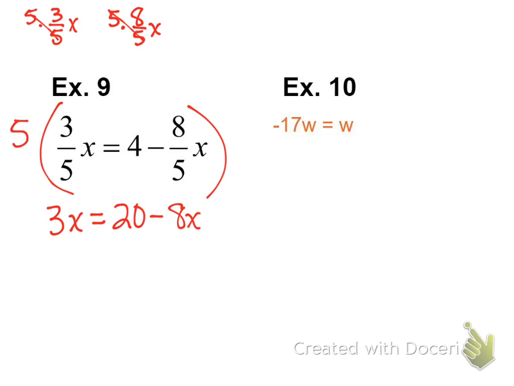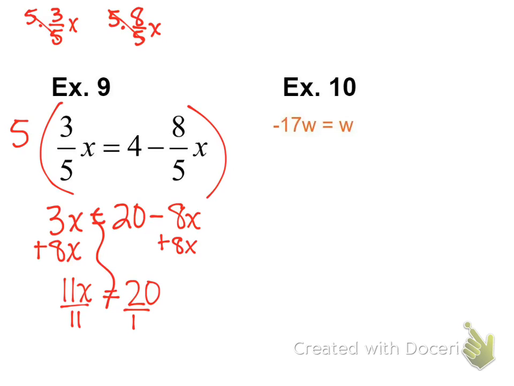You could subtract 3x, but it's not what I would do. I would add the 8x so that the 20 just stays alone over there. Again, there are multiple correct ways to do these problems. As long as you're showing your work and you're doing it in a valid, mathematically correct way, that's fine. 3x plus 8x: 11x equals 20. Last step.